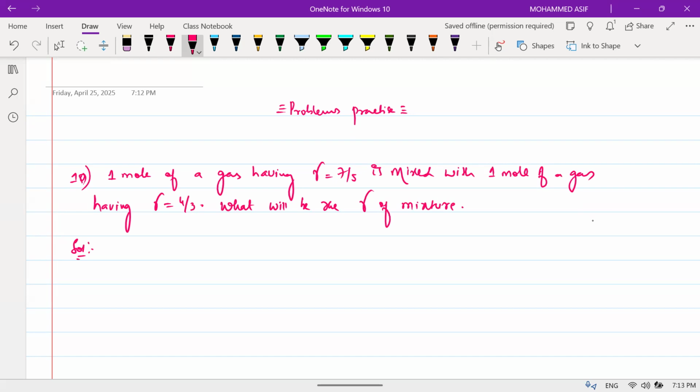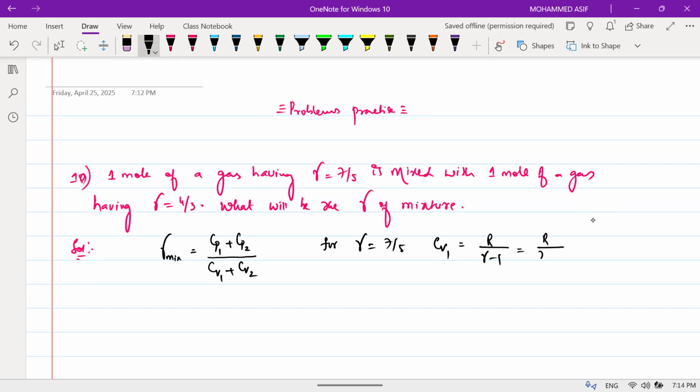Okay, so here you need to remember the formula, that is very important bit. Gamma of your mixture will be equal to how much beta? Formula is gamma of your mixture is equals to Cp1 plus Cp2 divided by Cv1 plus Cv2. Because he has given me the two gases, that is the reason I'm taking 2. Now see here, for gamma is equals to 7 by 5, Cv1 will be equal to how much beta? It will be R divided by gamma minus 1. So it is equals to how much for me? R divided by 7 by 5 minus 1. So this will be equal to 5R divided by 2.